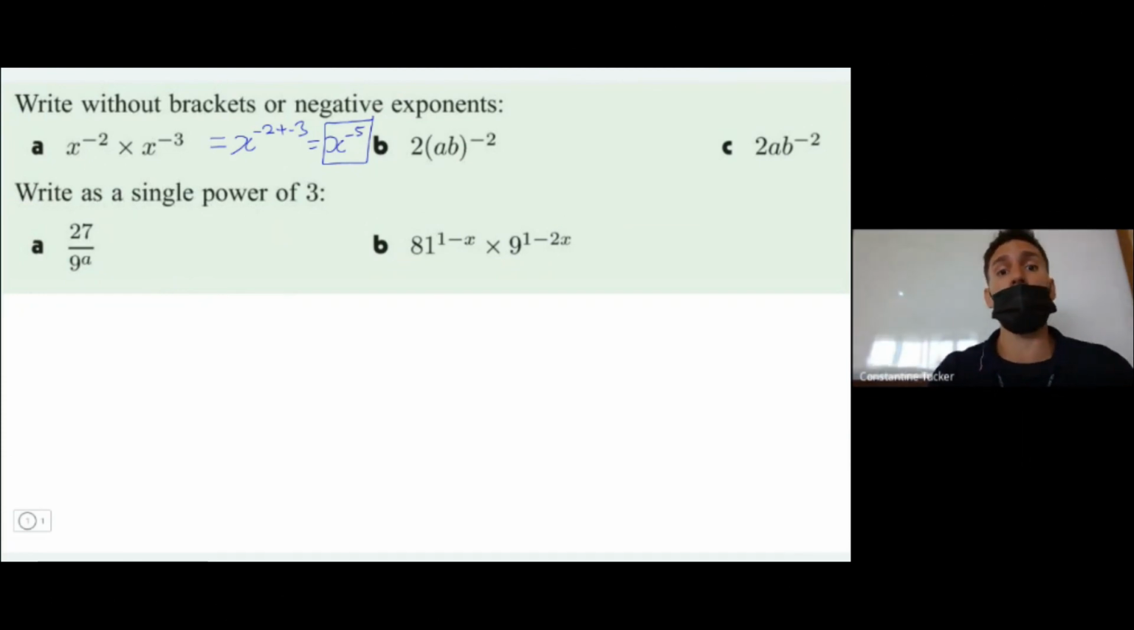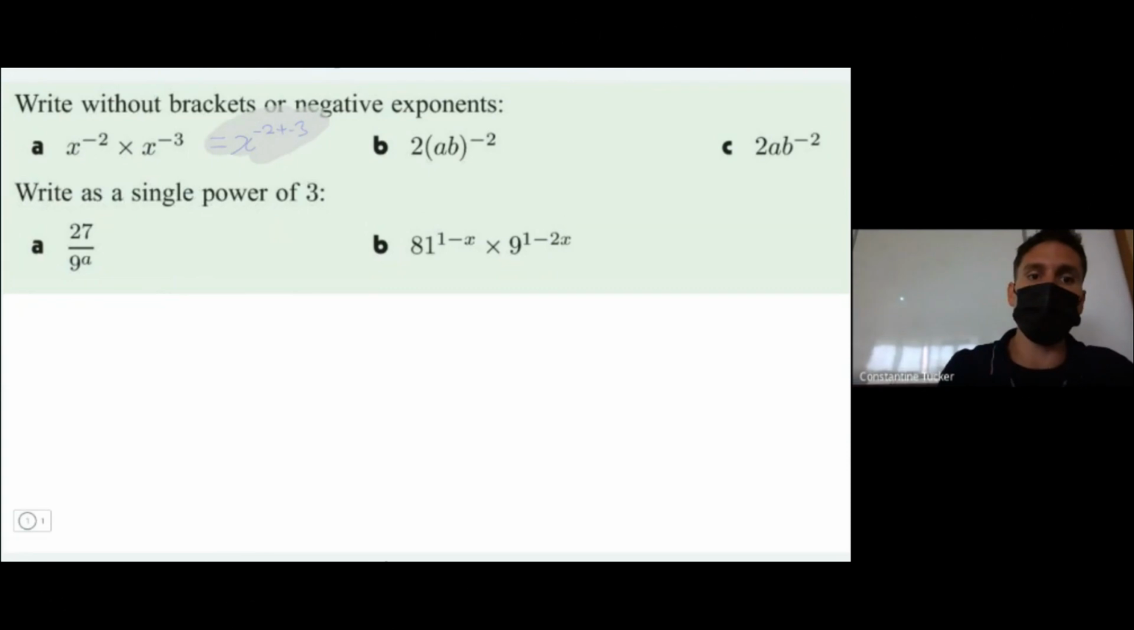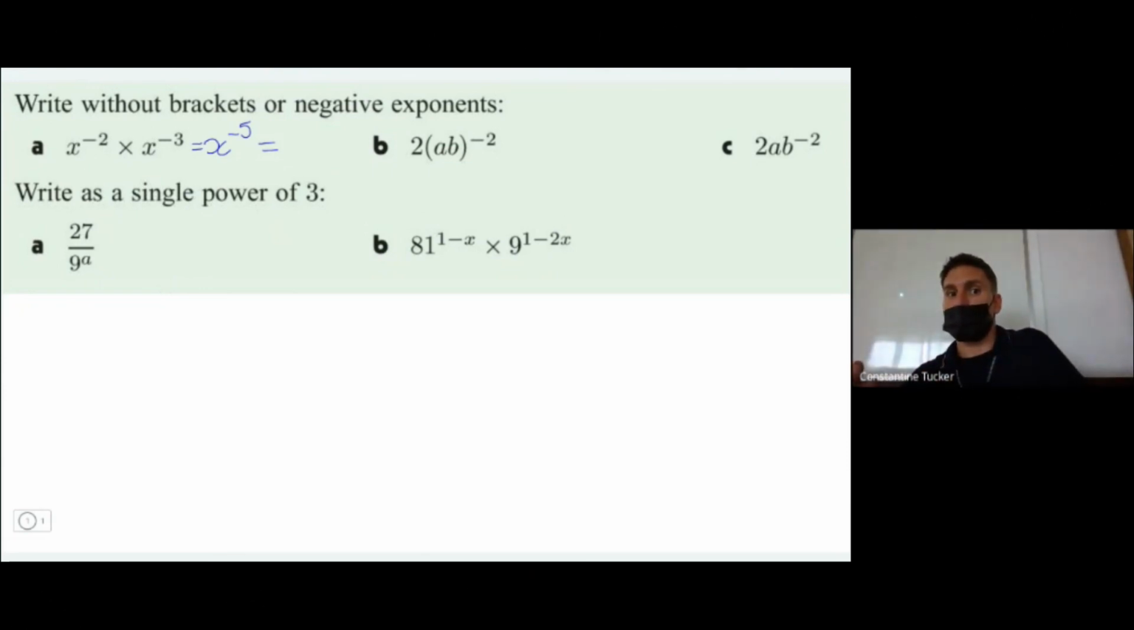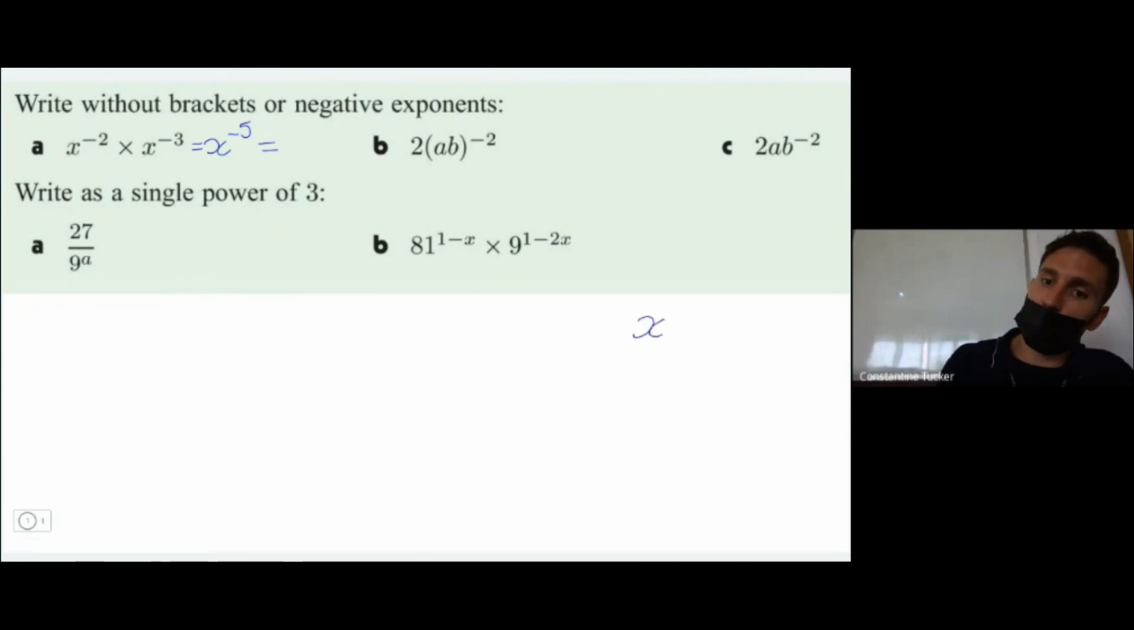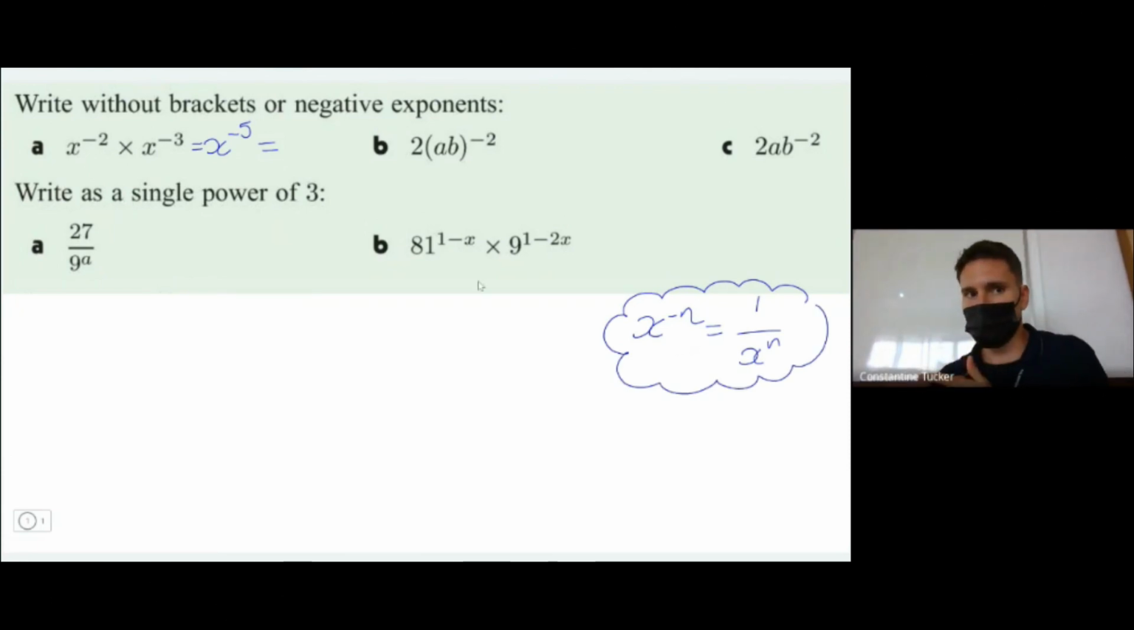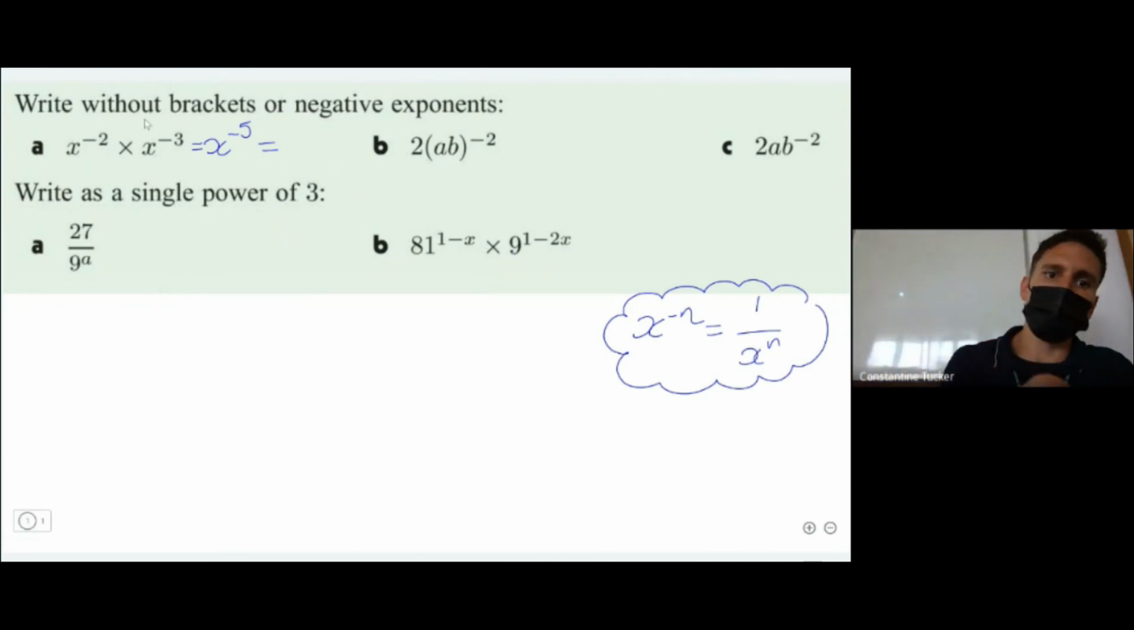Actually it says all negative exponents, so we actually have to simplify that even further. So now this is equal to x to the minus 5, right? But now they're saying, let's just actually get rid of the negative power. So how would we now rewrite this x to the minus 5 as something else? Remember, x to the minus n is equal to 1 over x to the power of n. This little cloud. So how can we use this little cloud there? 1 over x to the power of 5 is correct.